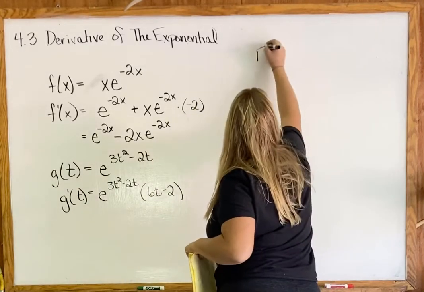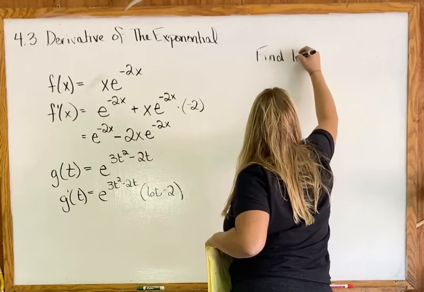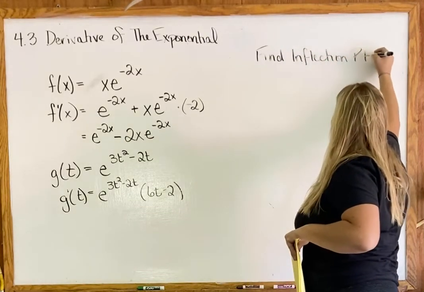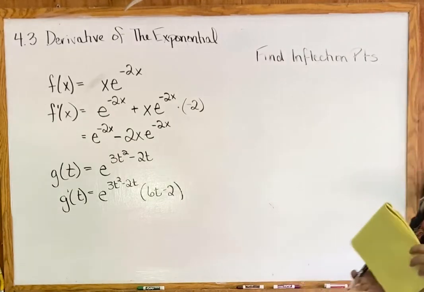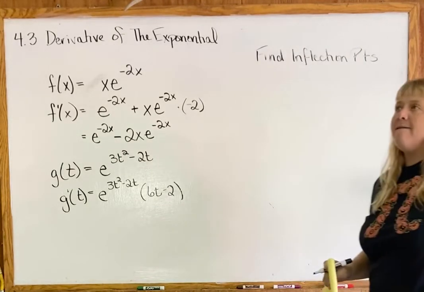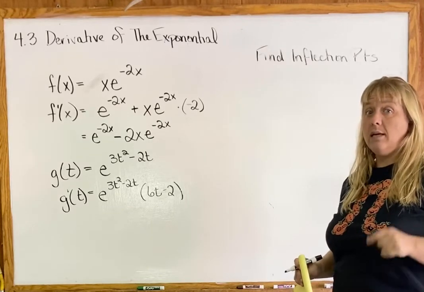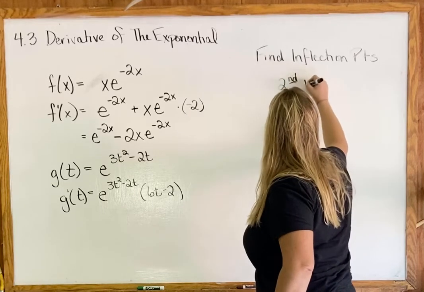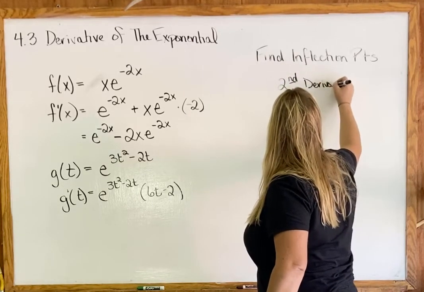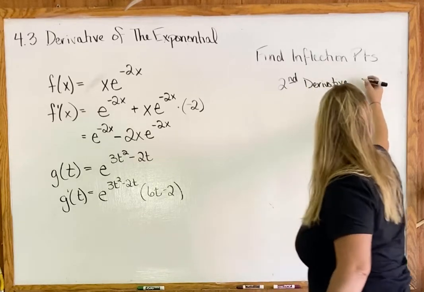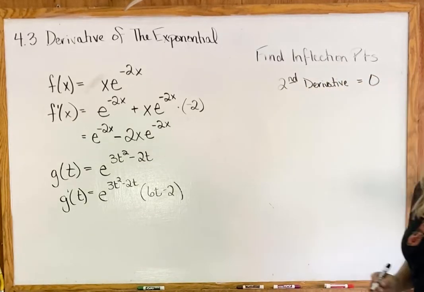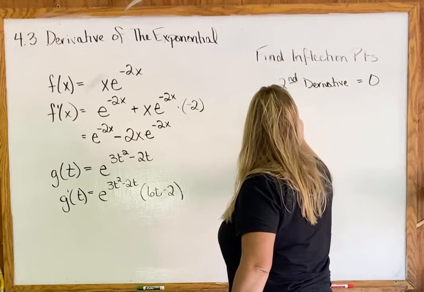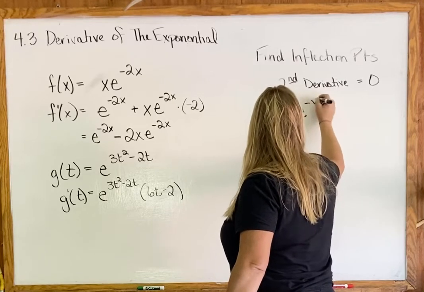Okay, so let's find inflection points. Okay, so as a reminder, when something says to find inflection points, that means that we are looking for the second derivative, right? So we're going for the second derivative, and we're going to set it equal to 0. Second derivative equal 0. Okay. All right, so the function that they give us is f of x equals e to the negative x squared.